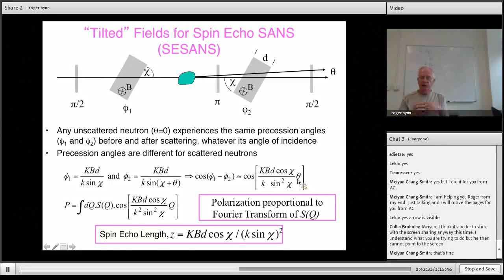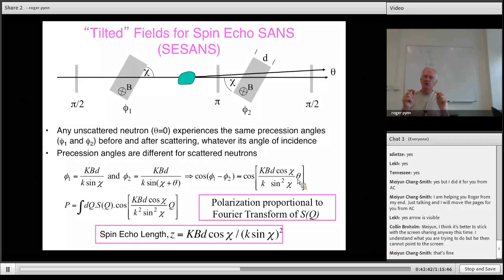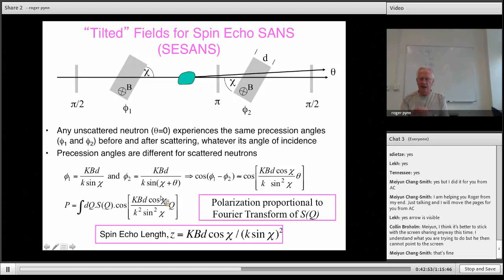I have that q is equal to 2 times the wave vector. Let me be careful here. 2k times theta, where theta is the total scattering angle, and so I can just substitute for theta in terms of q and get this thing down here.